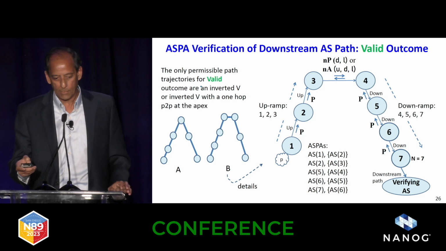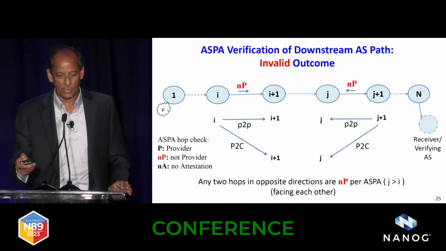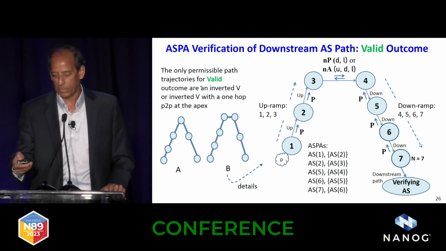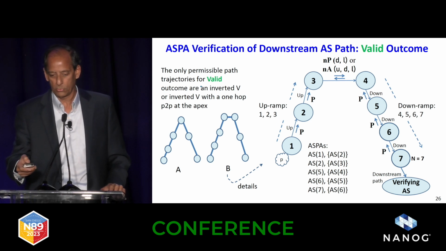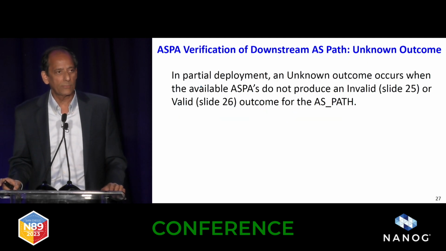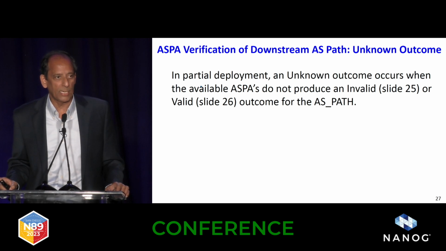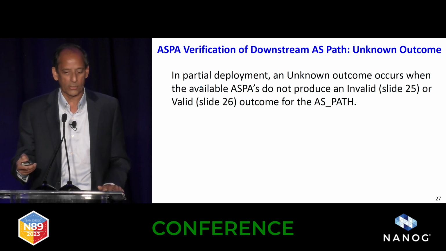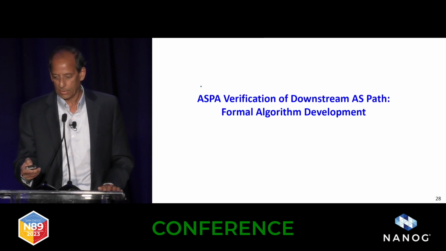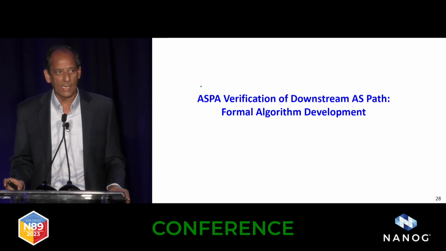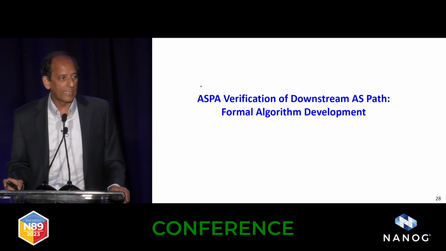So if we have been able to determine that either the path is invalid based on this, or valid based on this inverted V establishment. If we haven't been able to do either of those, then the outcome is unknown, which means that we don't have adequate ASPAs to be able to tell whether the path is valid or invalid, route leak or not route leak. So that is a summary of the upstream algorithm and the downstream algorithm for determining the AS path validity, and also whether or not there is a route leak.